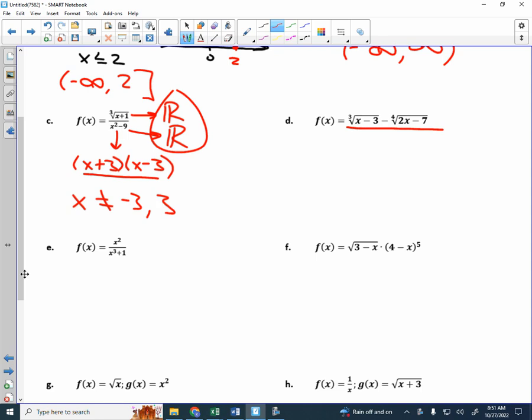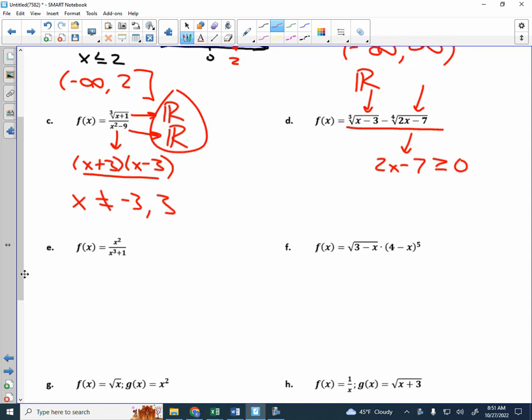Don't know what that looks like. I have no idea. But I do know how to find the domain of a cube root function. What's the domain of a cube root function? All real numbers? Is the domain of a fourth root function all real numbers? It is not. You can't take the fourth root of a negative. So what do you set up? Good. 2x minus 7 is greater than or equal to 0.